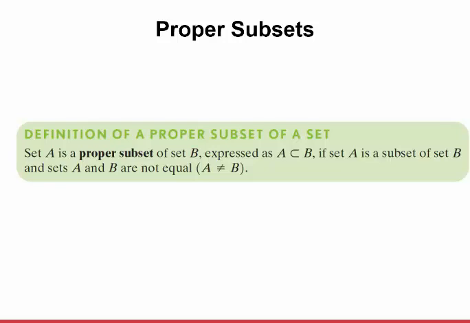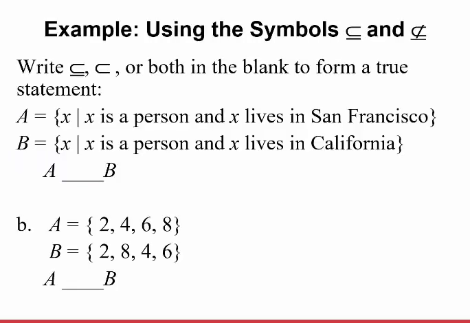Let's talk about proper subsets now. Set A is a proper subset of B, expressed as A. So when you see this without the line under it, it's just saying A is a proper subset of B, if set A is a subset of set B and they are not equal to each other. Okay, meaning they don't have the same number of elements in it.